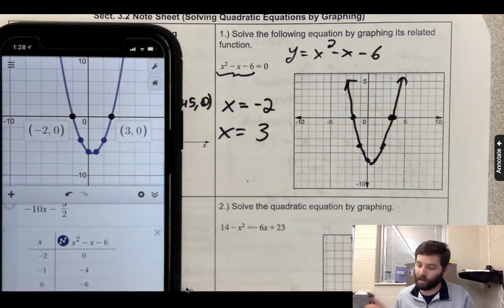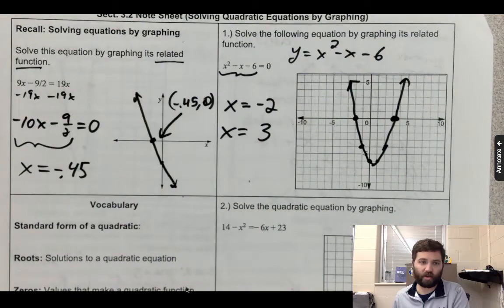Okay? So I'm not going to go that in depth on every problem, but that is a technique for solving equations. Get everything to one side, graph it, find the zeros, which are effectively the x-intercepts. Which leads me to the next point here, some vocabulary.